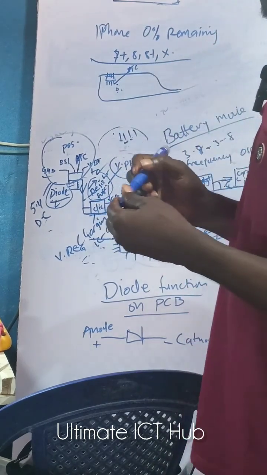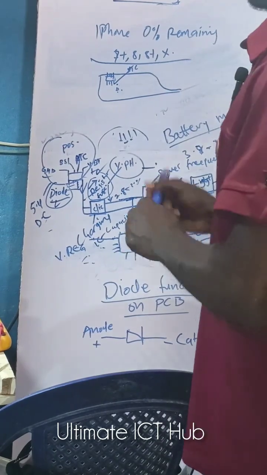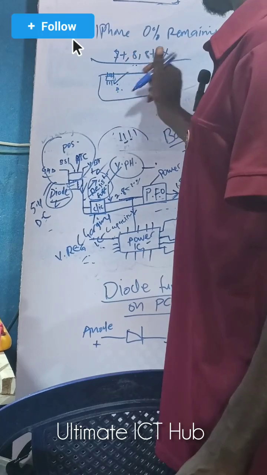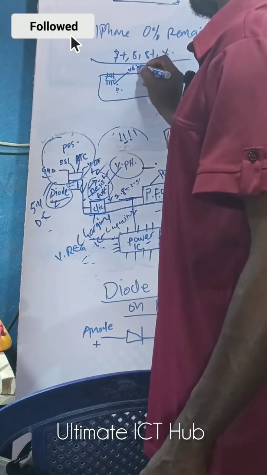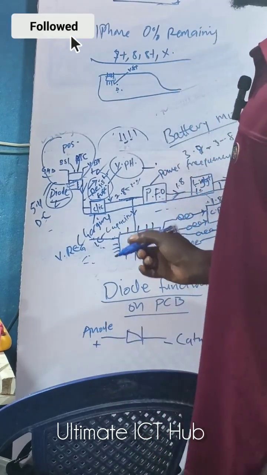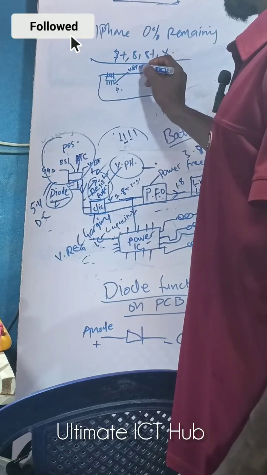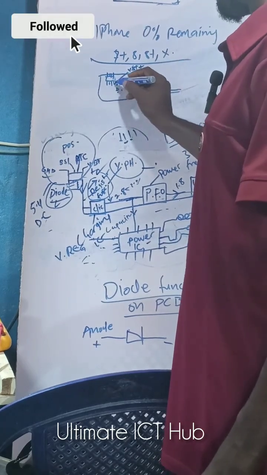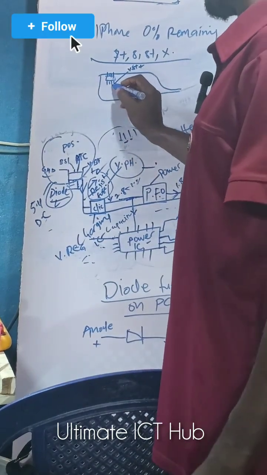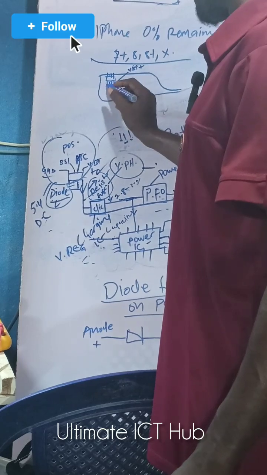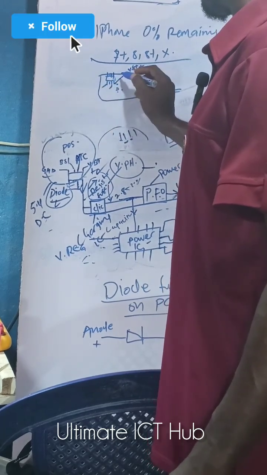Sorry, the V battery. Yes, V bat plus. Don't mind me. V bat plus. So this is it here. We have the NTC here. Then we have the ground.